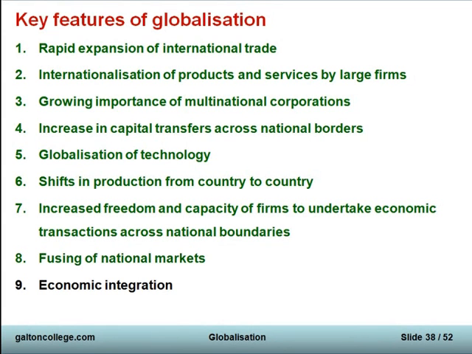And of course, with this, we see economic integration. We see countries coming together as well to form entities. The European Union is a good example, where many countries have come together and have given up some of their powers to a central bloc who look after the whole area, the whole region. That's just a logical extension of the fusing of national markets.